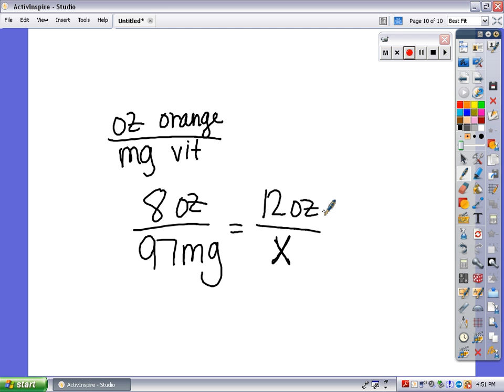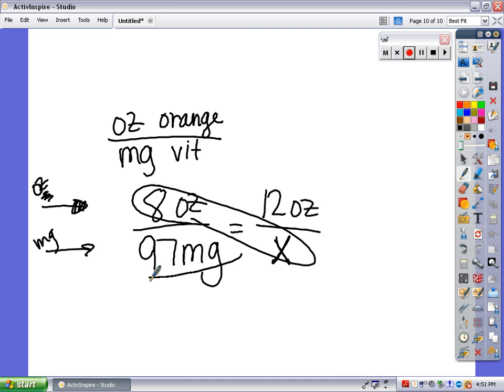Now, look at a couple things that you need to be aware of. First of all, on top of both of my ratios, which is 8x, equals 12 times 97.